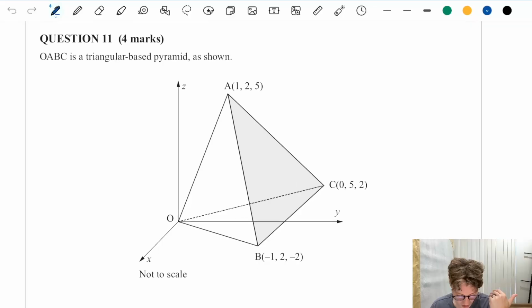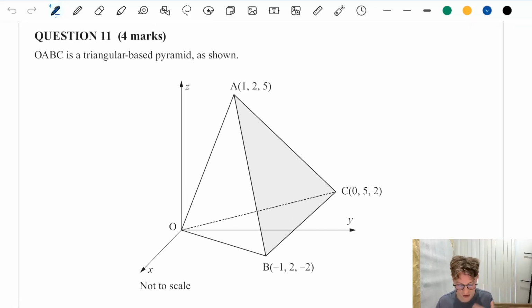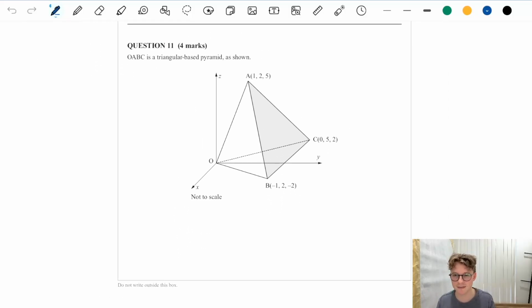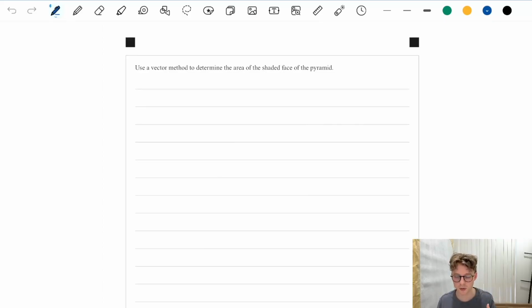So let's jump into question 11. Question 11, we have a triangular-based pyramid as shown. It's going to be a 3D vectors question, some kind of geometric 3D vectors type of question. I think there's been similar ones pretty much in every single paper that has ever existed in specialist math. So not a surprise to see it in question 11. It's normally been simple, familiar. There's been a lot of boxes and stuff before.